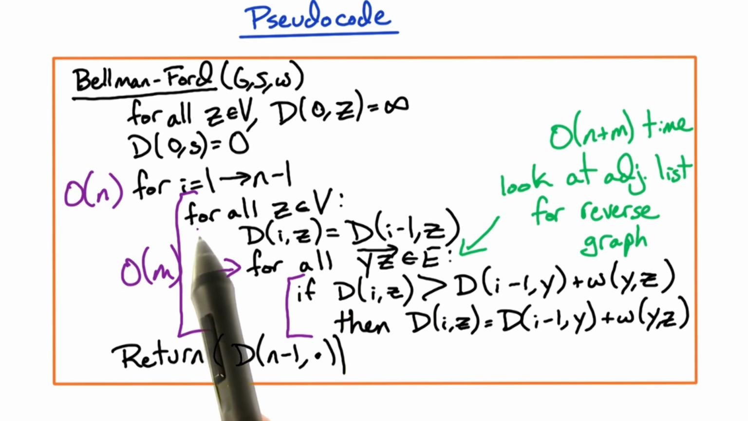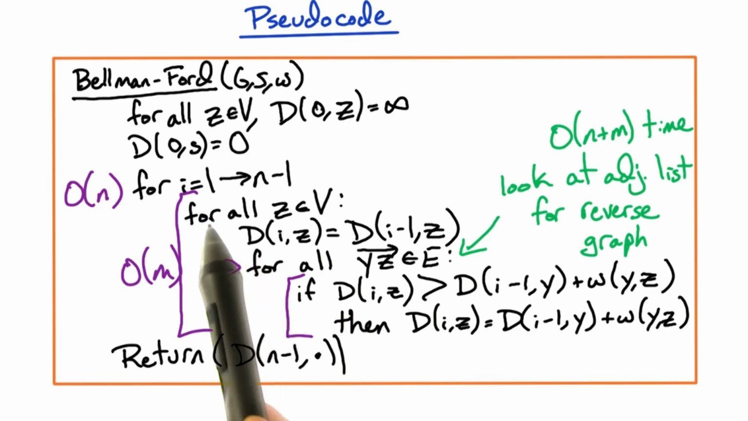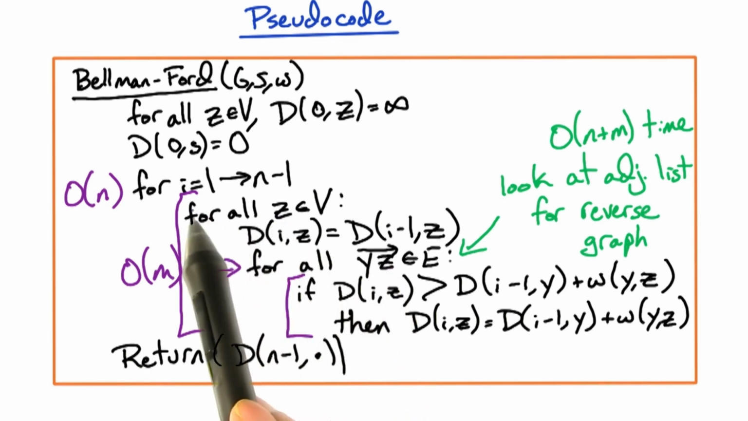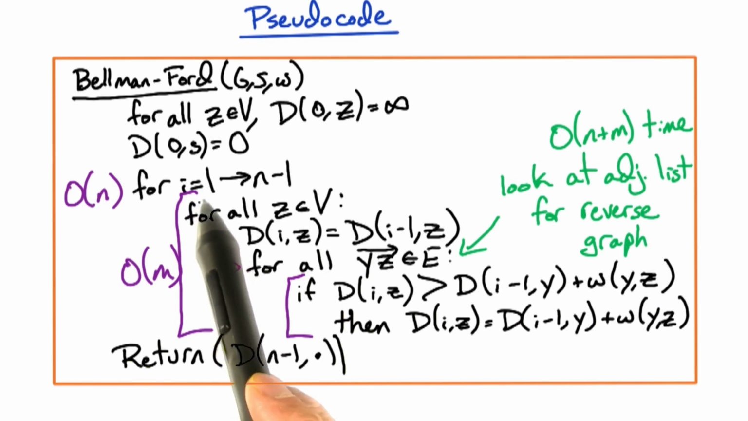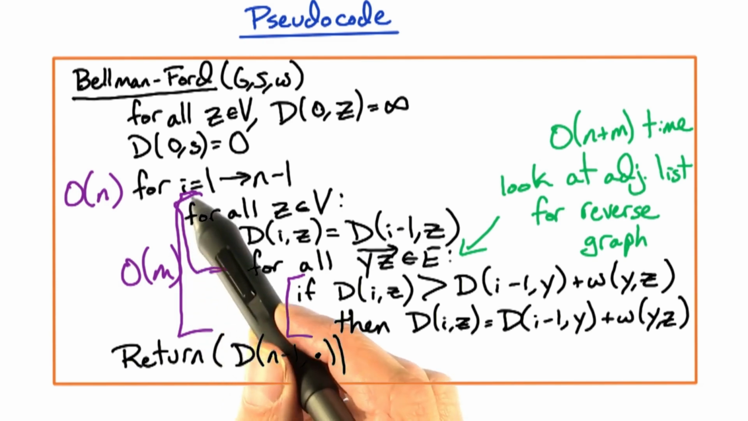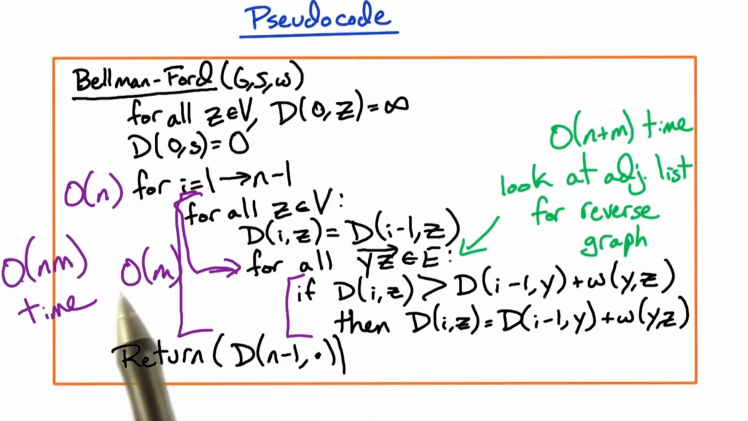So the total time for this nested pair of for loops: we go over the vertices of the graph, and then we go over the edges into that vertex. So the nested for loops combined go over all edges of the graph exactly once. So the inner for loops take order m time, and the outer for loop takes order n time, so the total time is order n times m. So this algorithm is actually slower than Dijkstra's algorithm, but it allows negative weight edges. Also, in addition, it's going to allow us to find negative weight cycles.